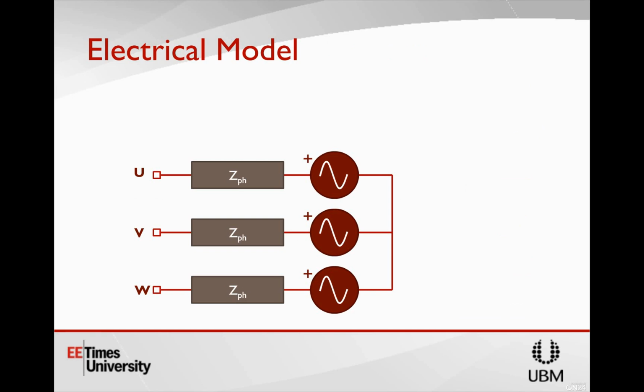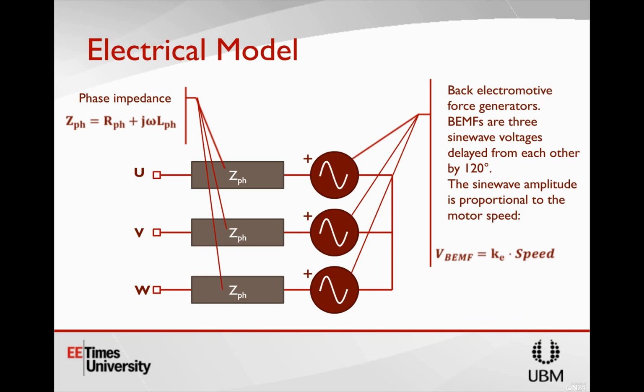And then we also have our back EMF, our back electromotive force generators. This is that back EMF we talked a little bit about yesterday. So this is the model of the three sine wave voltages that are delayed from each other by 120 degrees. Now what's important to know about these is that their amplitude is directly proportional to the speed. So the faster you're going, the more back EMF there is in your system. And that's really important for sensorless control. Really all sensorless algorithms are based around this knowledge about how the motor works electrically and its basic components.